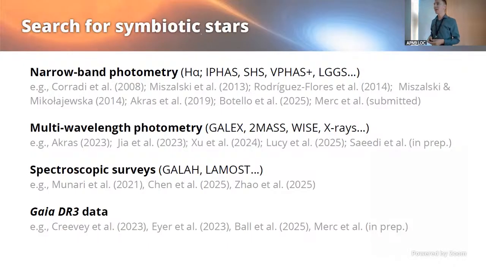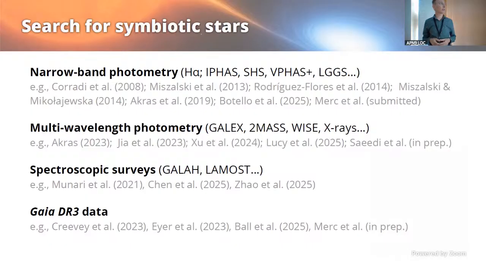So the very traditional way is to select the symbiotic candidates from narrowband photometric surveys, especially. So you are searching for H-alpha emitters that are red, let's say, and then you do the follow-up for that. There are problems with this method in the sense of contamination, and I will speak a little bit about contamination soon, because you have a lot of false positives. So the only way to then confirm is to do the spectroscopic follow-up.